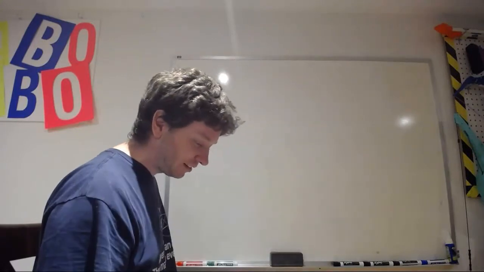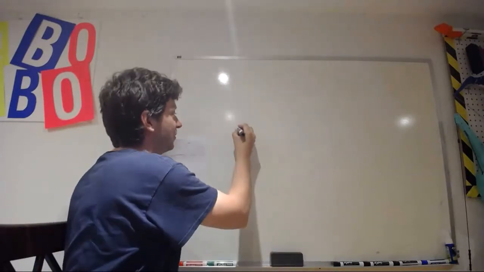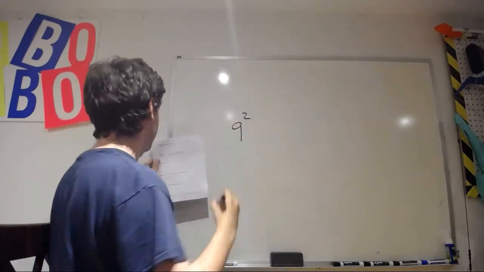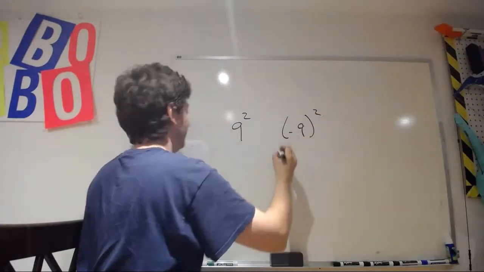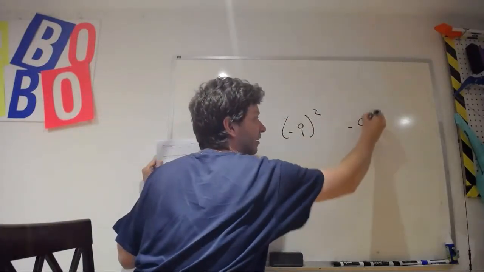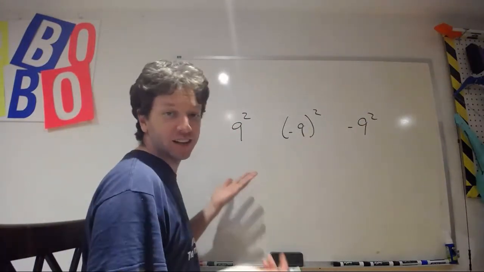So example 1, this one actually does say evaluate, so that's important. The first one is 9 squared, and part B is negative 9 squared, and the last one is negative 9 squared. All right, so 9 squared is 9 times 9, that's 81.